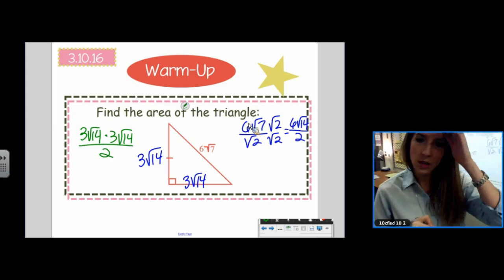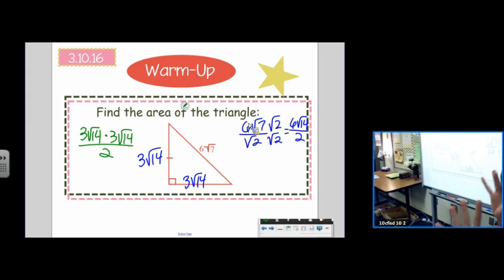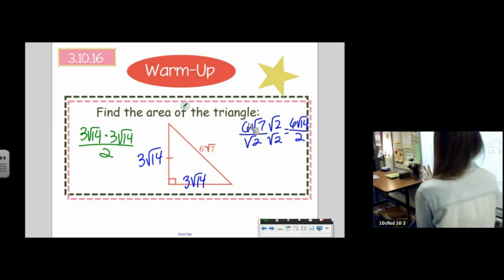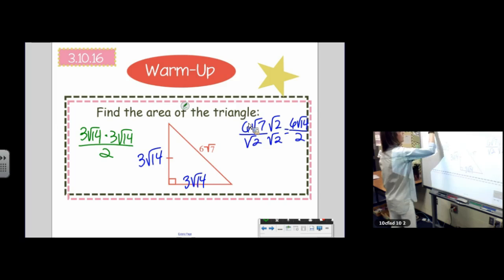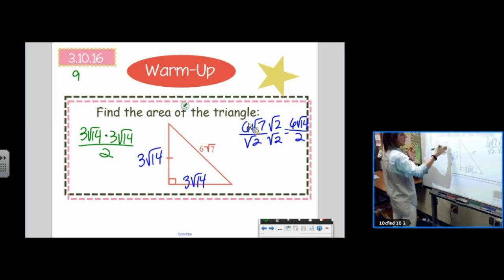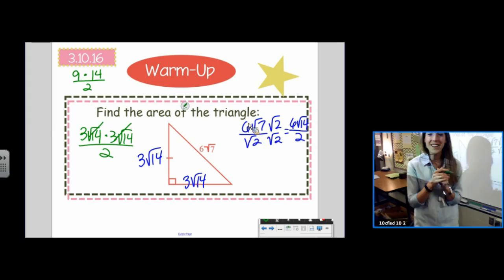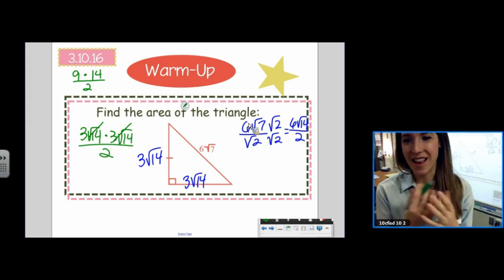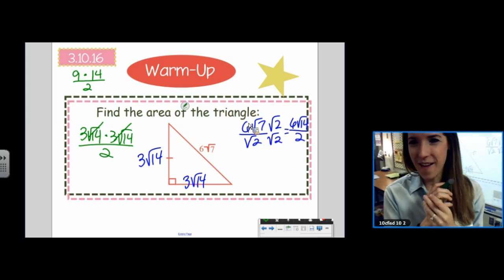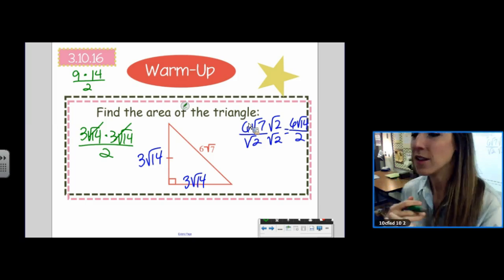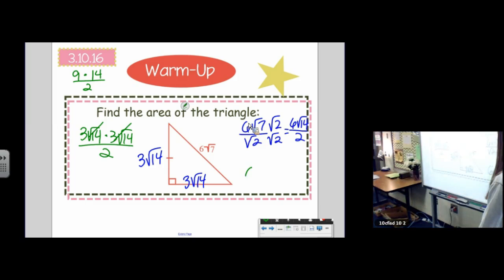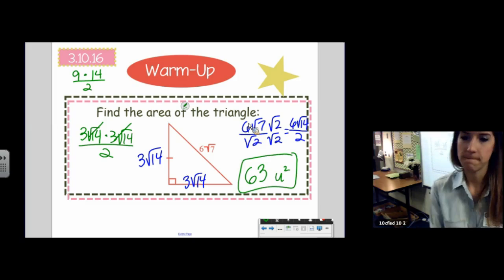What I want you to do is multiply all the integers first. So 3 times 3, 9. Now multiply the radicals, square root 14 times square root 14. Those square roots will cancel. And so we have 9 times 14. How pretty did that turn out? Divided by 2, yep, which is really just 9 times 7. So the answer is 63. We don't know the units, so we can just write u squared.